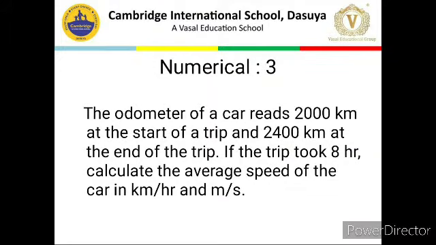In the third numerical, the odometer of a car reads 2000 km at the start of the trip and 2400 km at the end of the trip. If the trip took 8 hours, calculate the average speed of the car in kilometer per hour and in meter per second. So the starting reading of the car is 2000. At the end of the trip, it is 2400. So we can calculate the distance from here and then we divide it with time and we can get the speed.